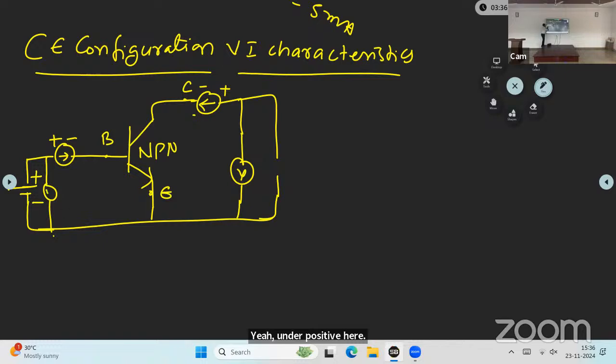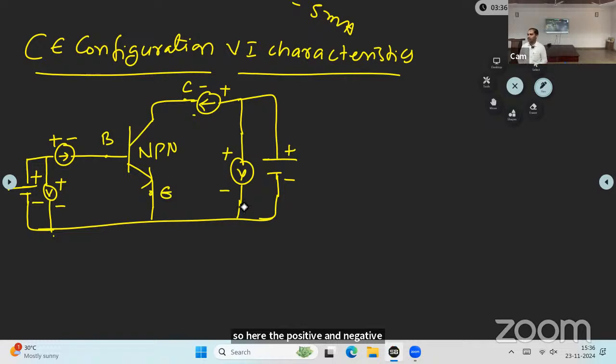The voltmeter you can keep in the same direction, positive and negative, and here between collector and base, collector and emitter. Collector should be reverse biased. What is the collector terminal? N-type semiconductor. So you can connect positive and negative here accordingly, the positive and negative.